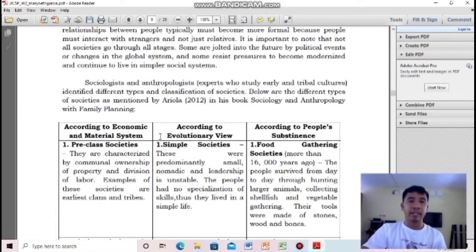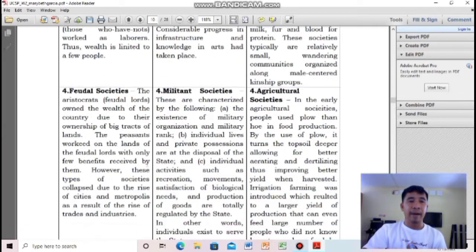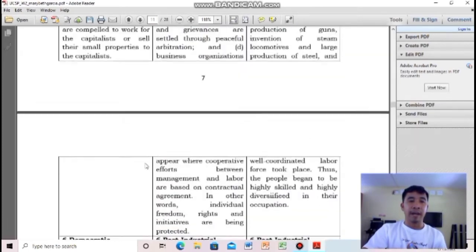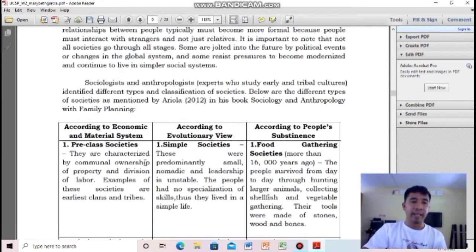types of societies according to economic and material system, according to evolutionary view, and according to people's subsistence. Una, sa pre-class societies, according to economic and material system, we have here 4, 5, 6 ka types of societies under kung magabasihan mo ang economic and material system. Okay. For the first one is pre-class societies.